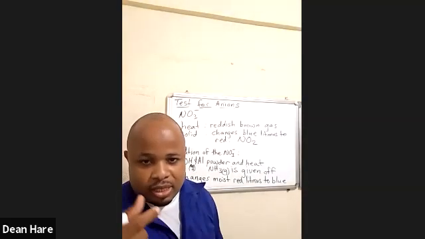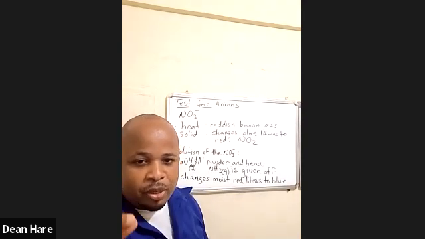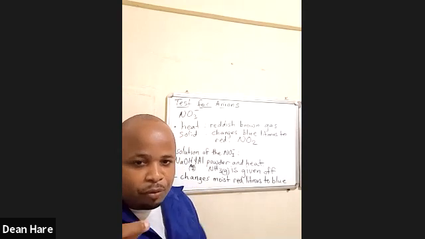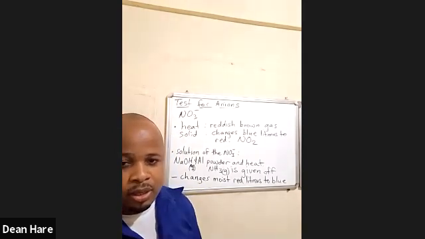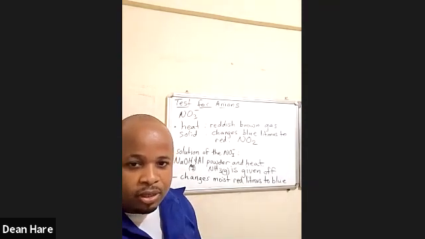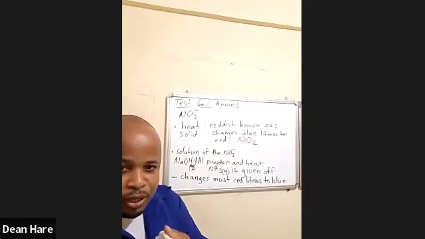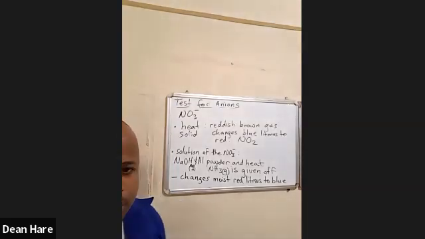Sir, why is it moist red litmus paper? Because it's a gas that is being given off. So if you use a dry piece, you won't get the color change. You have to dampen it with some water. Because remember, we normally put the paper in a solution, right? So we dampen it with some water, then we place it over the mouth of the test tube. All right?